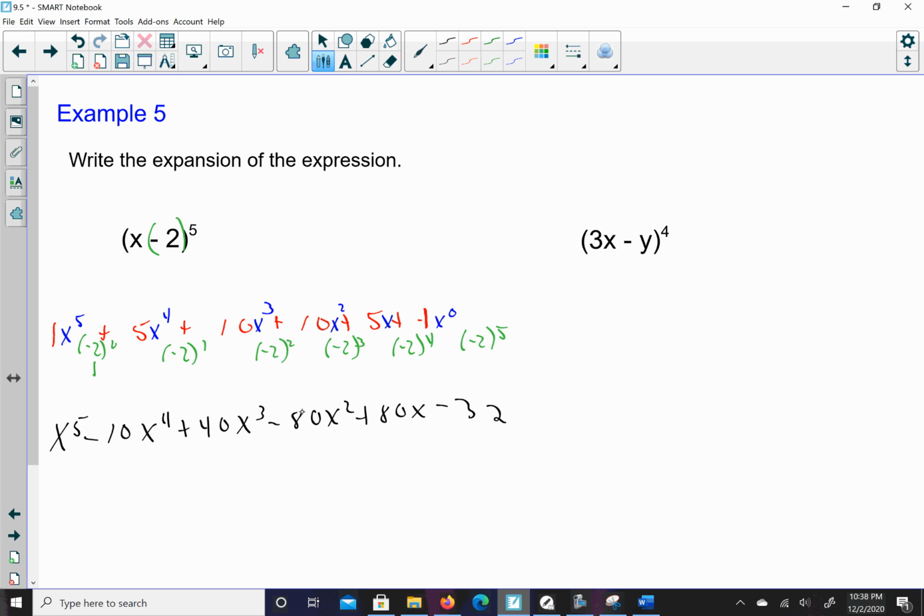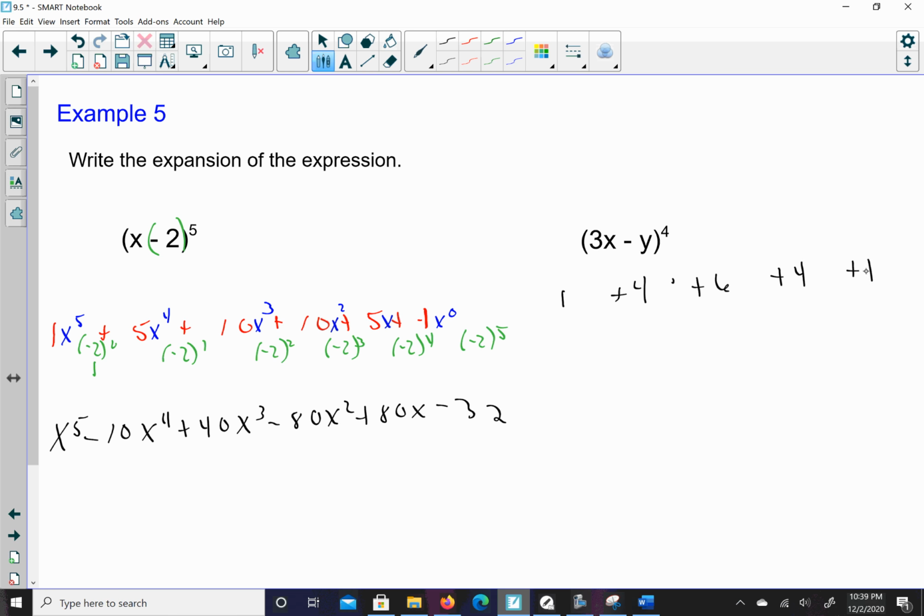So to do the next one, I'm raising it to the fourth power. My coefficients raising something to the fourth power are going to be 1. I'll try and give myself more room. Plus 4. Plus 6. Plus 4. Plus 1. And that's just going along Pascal's triangle.